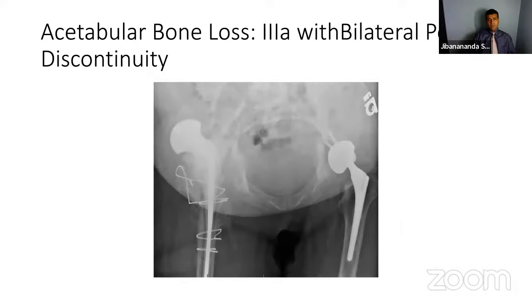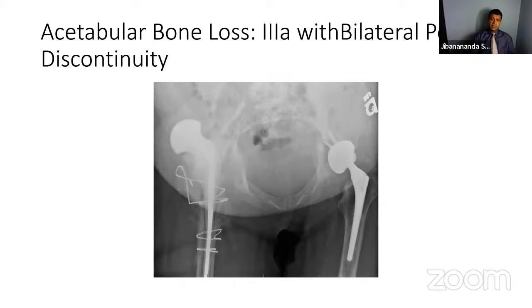Another example is a patient of mine again. Again, he had multiple surgeries before on the left side. Ultimately, I explanted it, and I did put this one, actually, it has twisted around now. It's unfortunate. Had a bilateral pelvic discontinuity.